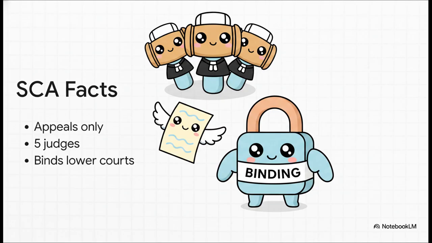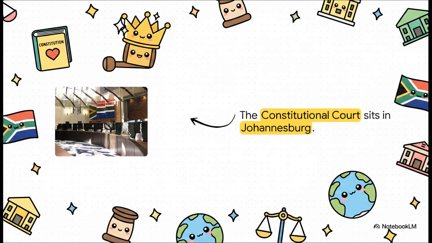But when it does hear a case, it wields immense power. It has jurisdiction over the entire country, it can impose absolutely any sentence, make any order, and its decisions legally bind all lower courts. And finally, the ultimate crown jewel of our entire legal system, located right in Johannesburg, the Constitutional Court. Contrast this with the other courts for a second.